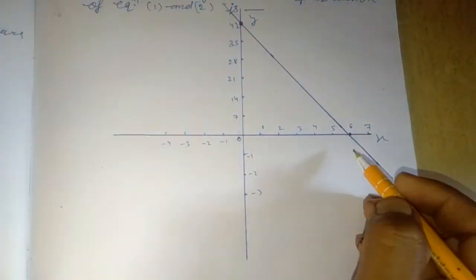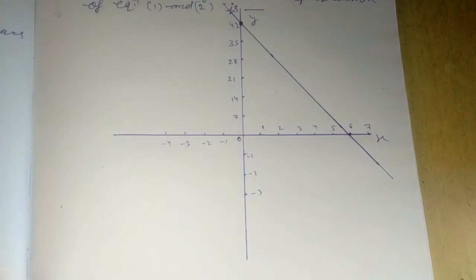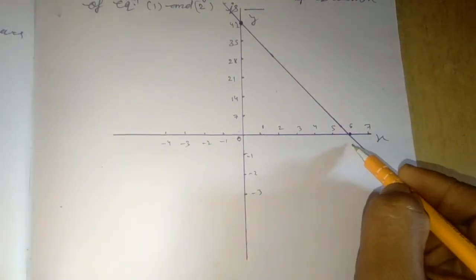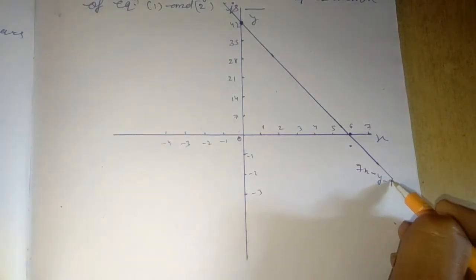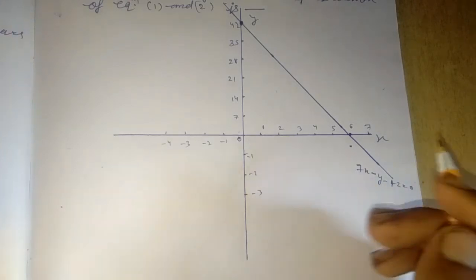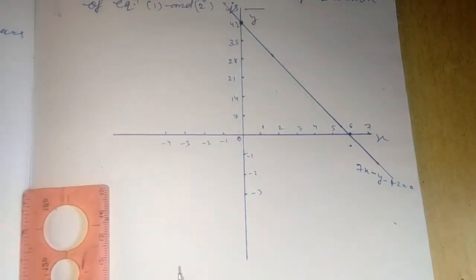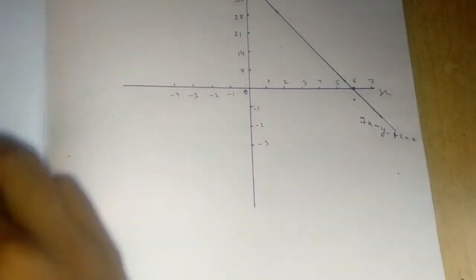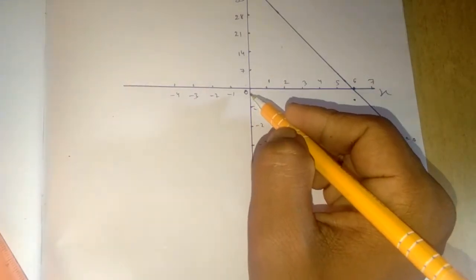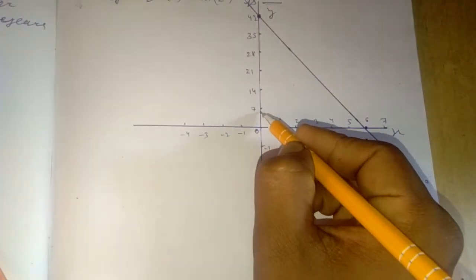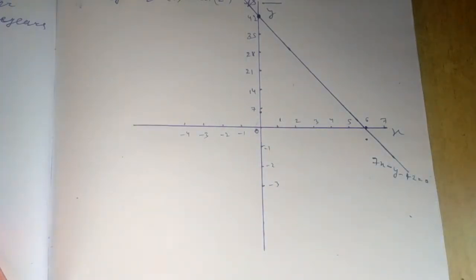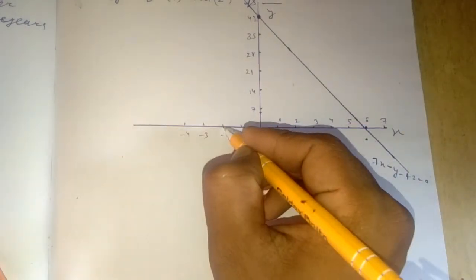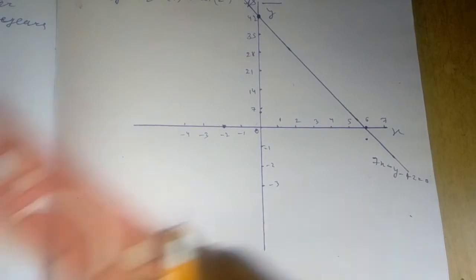Okay, so the equation of this line is 7x minus y minus 42 is equal to 0. Okay, again our second line will be, so from the second table we can take, when we take x is equal to 0 we get y is equal to 6. So our 6 will be here. Okay, and again when we take x is equal to minus 2 we get y is equal to 0. So minus 2 will be this. Now we will join.